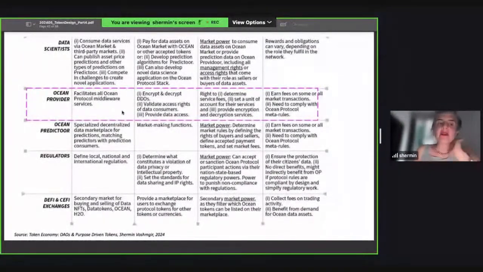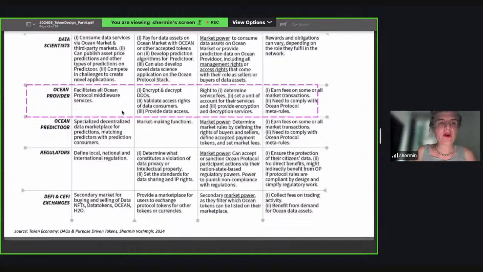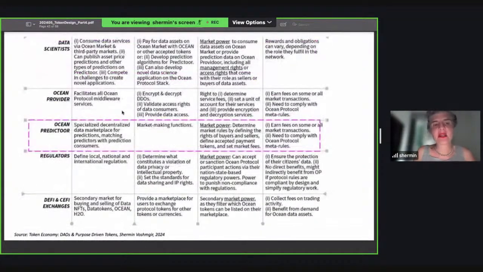Yes, Ocean provider is a service provider. I'm not going to go into the details. You will have time to read this much more in detail, obviously, in the book. This table is a super condensed summary. Ocean Predictor is a specialized marketplace. I'm not going to go into the details of Ocean Predictor here.